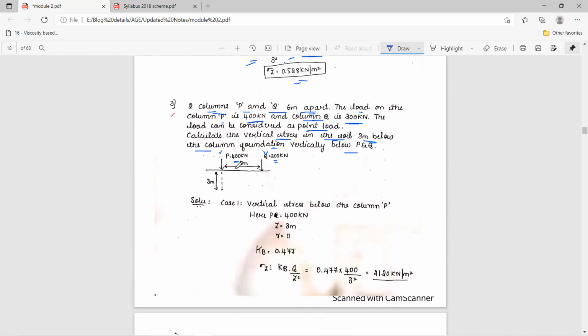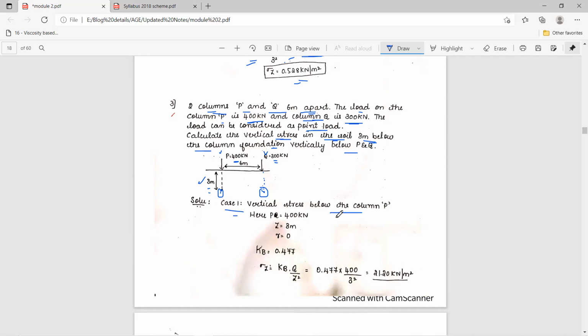Now he is asking, what will be the load acting at this point, and also what will be the load acting at this point. This is what they are asking. We need to calculate the pressure under P and the pressure under Q at a depth of 3 meter. Okay, so how to calculate?